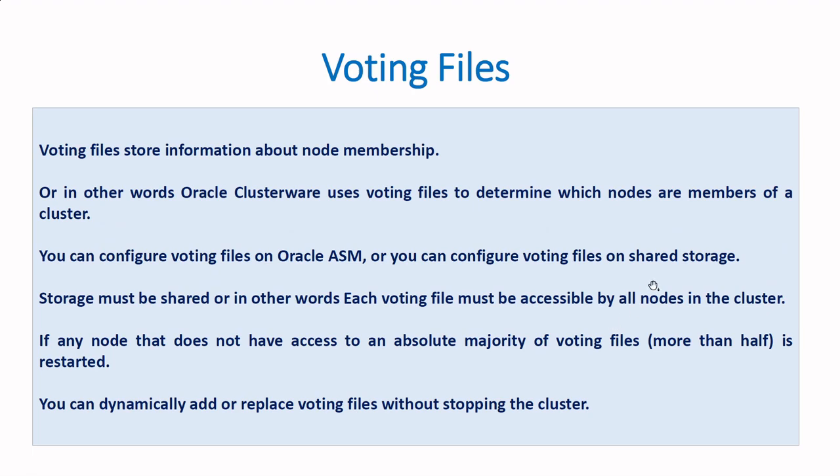Voting file. The voting file is the file which contains the information about node membership. Oracle Clusterware uses voting files to determine which nodes are members of the cluster. You can configure voting files on Oracle ASM, or you can configure voting files on shared storage. Storage must be shared, or in other words, each voting file must be accessible.